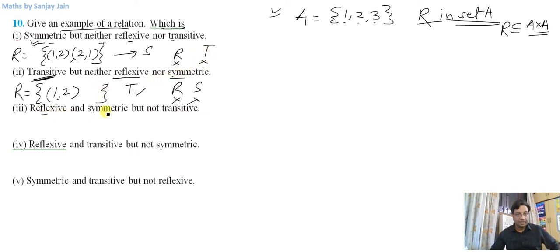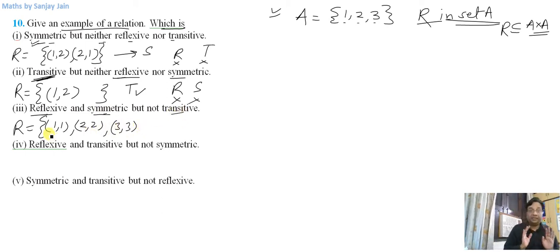Now, reflexive, symmetric but not transitive. So it is reflexive. The first thing that I'll write is all the doublets, because I have to choose a relation which is reflexive, so it is mandatory that I choose all these. And it should be symmetric also, but not transitive.